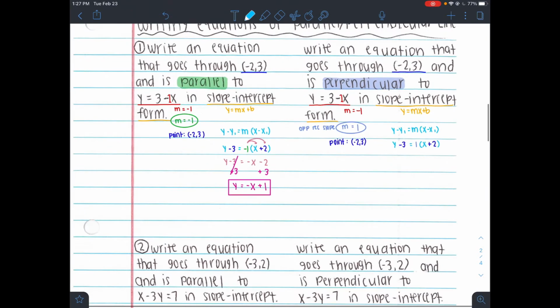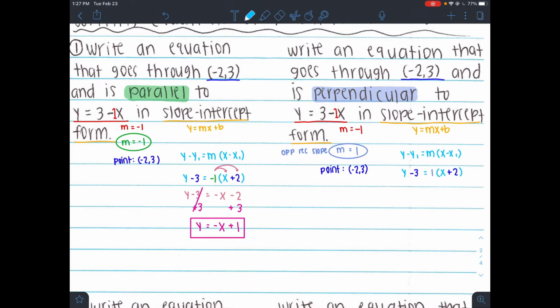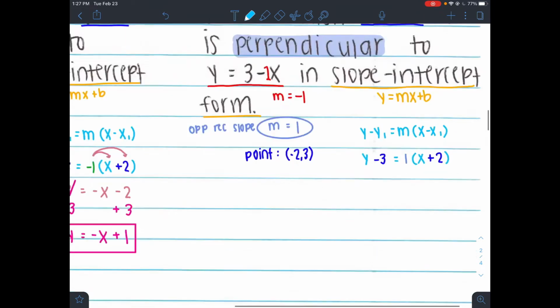So what's the difference so far between the parallel and the perpendicular? Literally the only difference we've done is the slopes part. For parallel, we use the exact same slope, whereas for perpendicular, we use the opposite reciprocal slope. So we don't use the same slope for both scenarios. So you gotta be super careful about that.